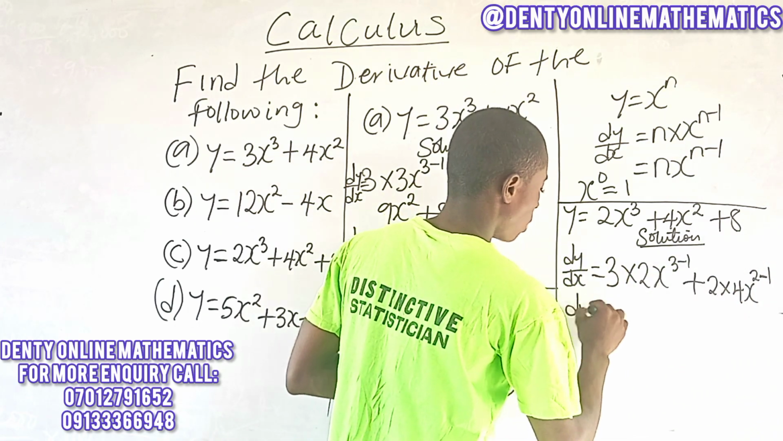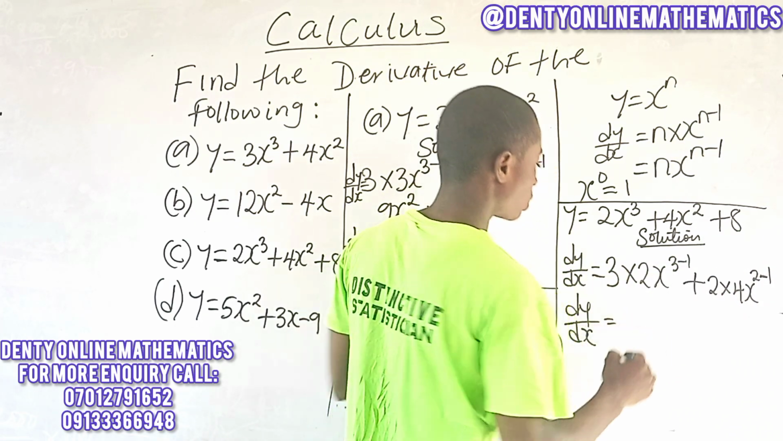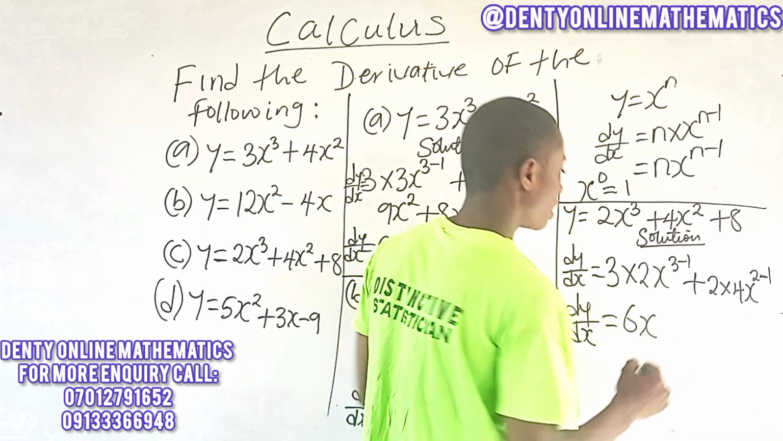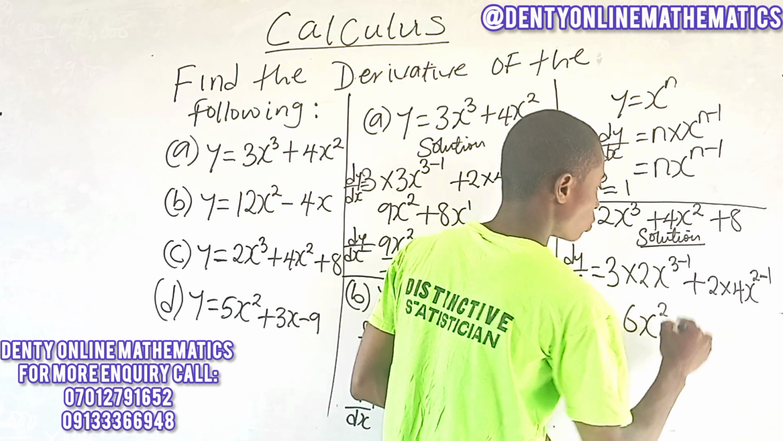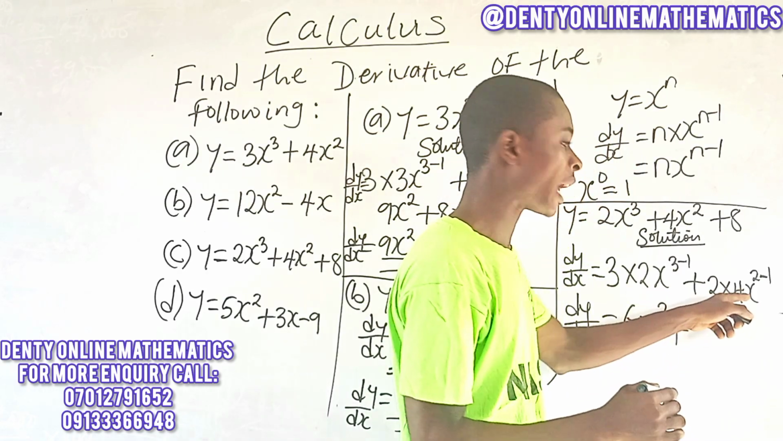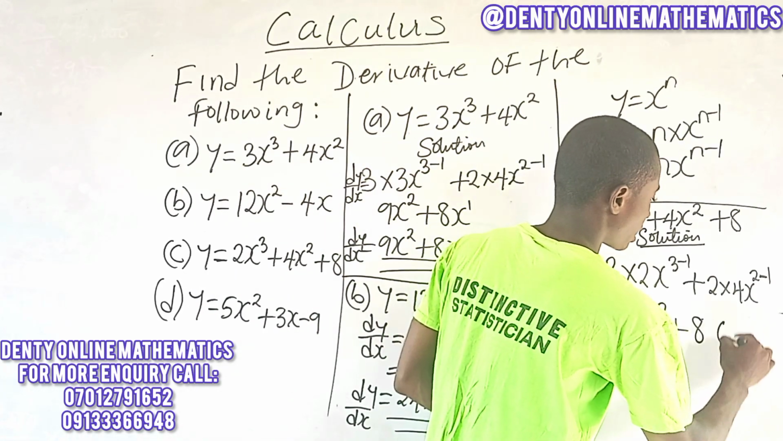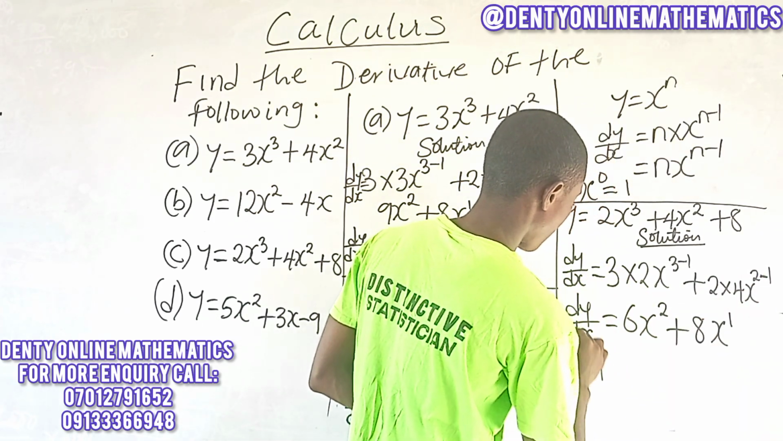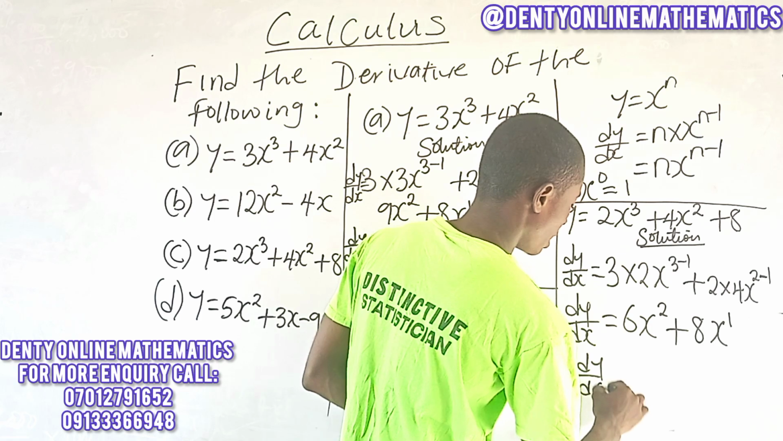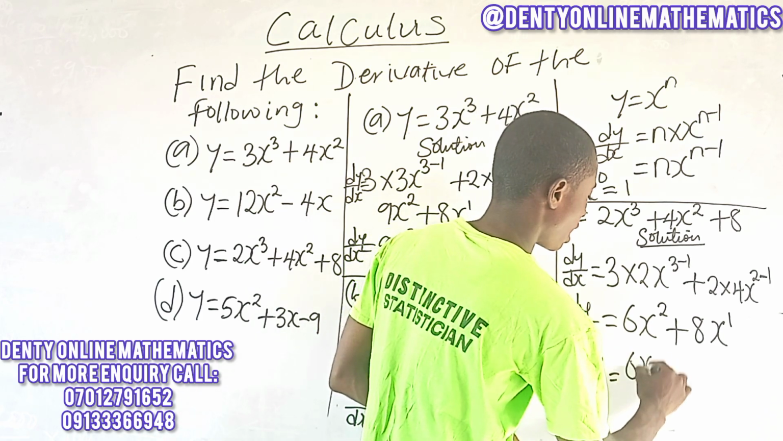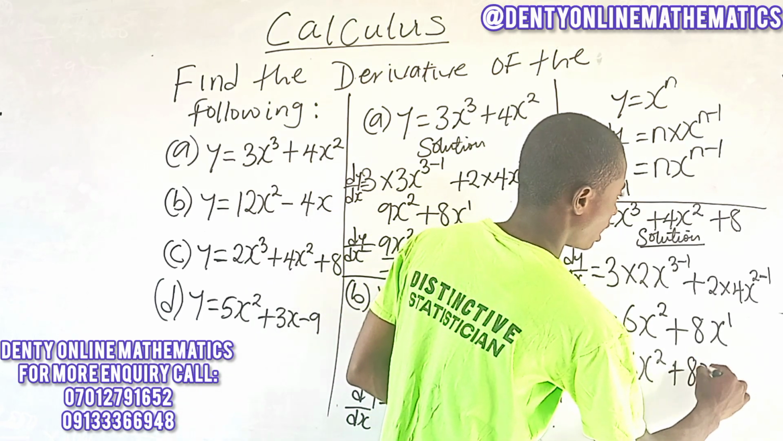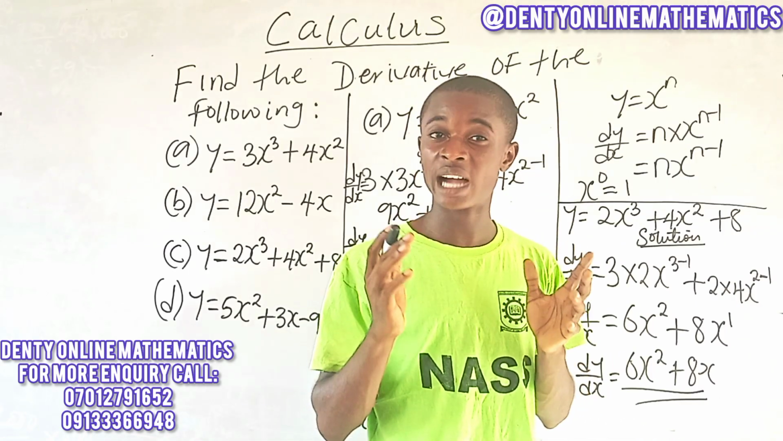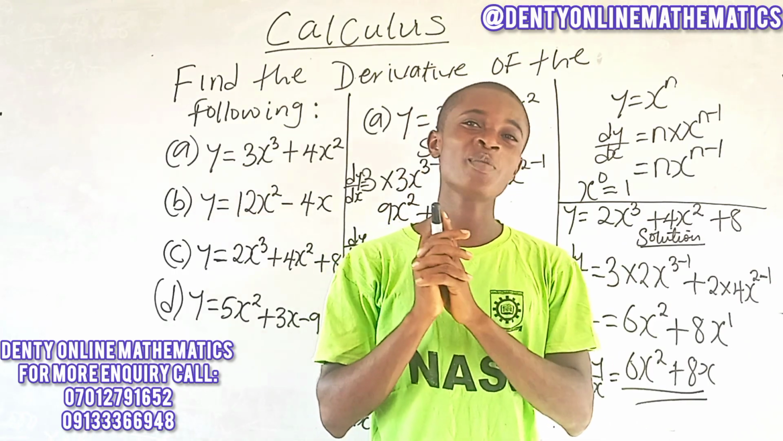What we have here is dy over dx is equal to 3 times 2x, we are going to have 6x. 3 minus 1 is 2, plus 2 times 4x, we are going to have 8x. 2 minus 1 is 1. So this means that our dy over dx will be equal to 6x squared plus 8x. And that becomes the solution to the problem. Is it very hard? No, it's very easy and simple as ABC.